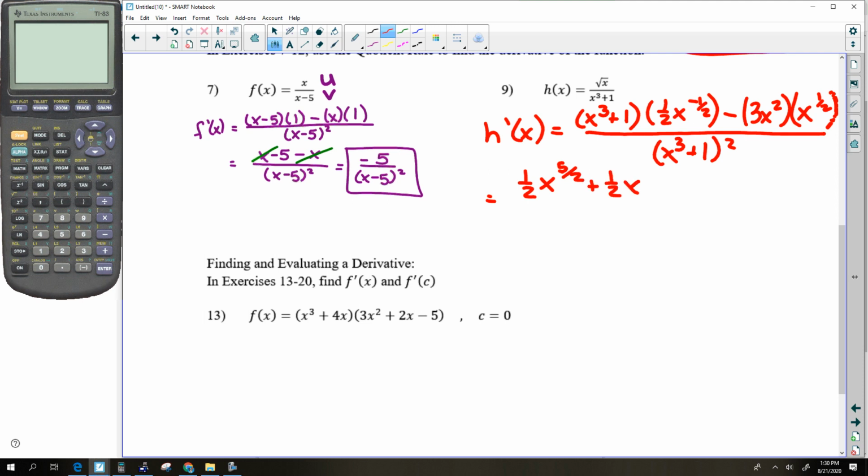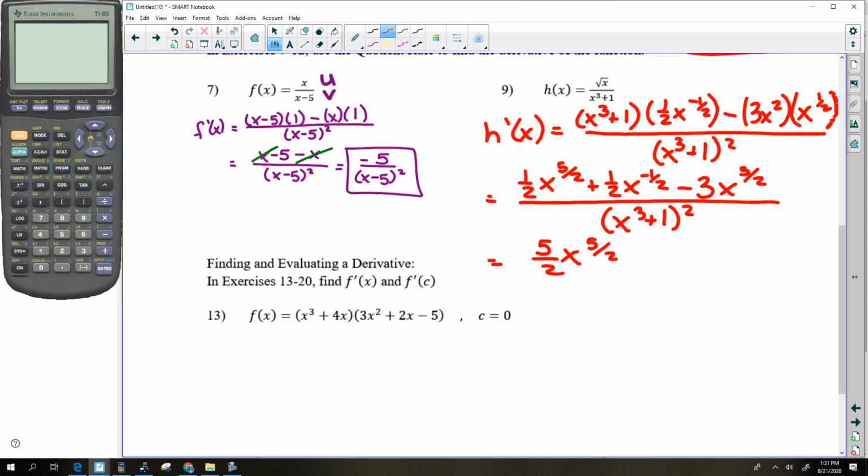All right, so this is 1/2 x, multiply means add, so that's 6/2, 5/2, plus 1/2 x to the negative 1/2 minus 3x to the 2/2, 4/2, 5/2. This is 3 minus 1/2 is 5/2. So this is 5/2 x to the 5/2 plus 1/2 x to the negative 1/2. Oh, this is just nasty.